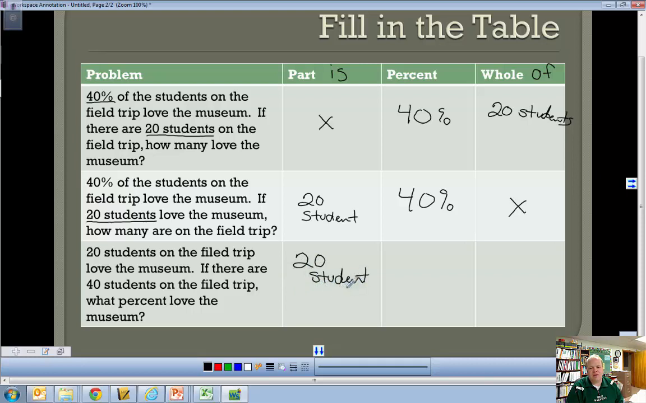Because 20 students love the museum. Now, I don't know my percent, because that's what it's asking for. The question's asking for what percent. So that would leave 40 students who actually are on the field trip. Okay, yes, I know I have a spelling error in this problem. Sorry, I just didn't get it fixed. All right, let's go on to the next problem.